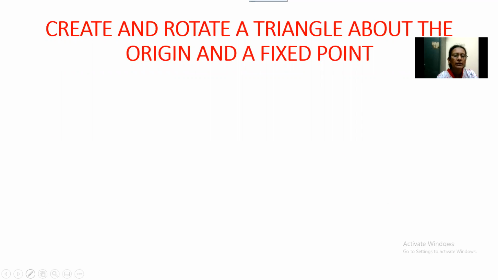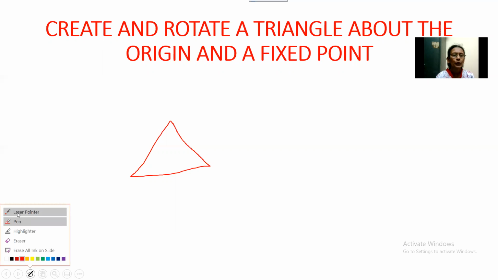So what is it that we have to do? We have to first draw a triangle. We draw a triangle, and then we have to rotate it about the origin.